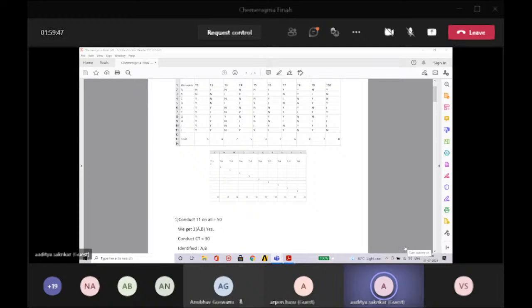So that costs 20. And just to be sure, again, we perform the CT of B on the remaining element, which we already know is B. But just to confirm, we will perform that. So that gives us 30.